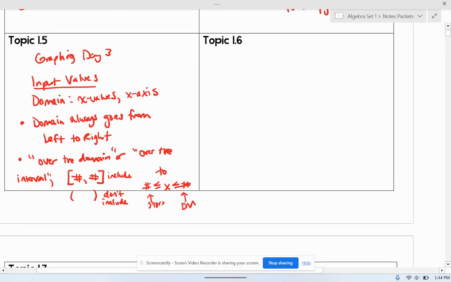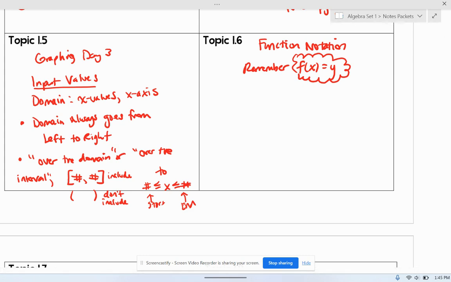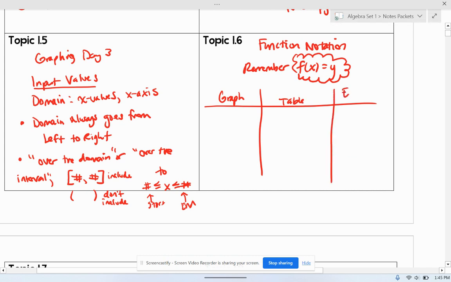All right, cool. Topic 1.6 was function notation, your favorite. So in function notation, you always want to remember that f of x equals y, right? This is the structure for function notation. This shows you where everything goes. X's are always in the parentheses. Y's are always to the right of the equal sign. Okay? In a graph, you will see function notation like this. In a table, you will see function notation represented like this. And in an equation, you will see function notation represented like this.